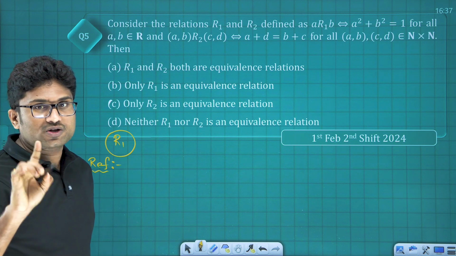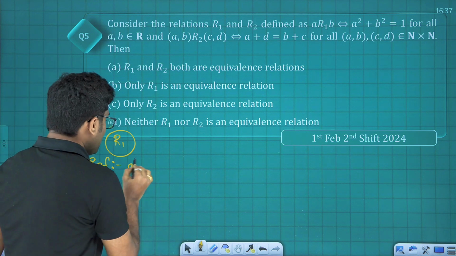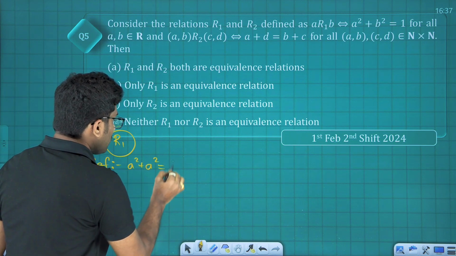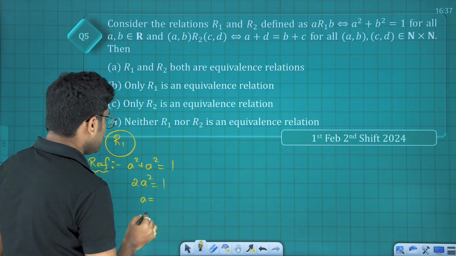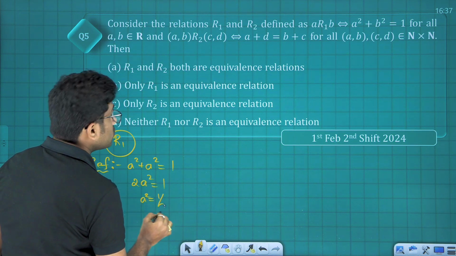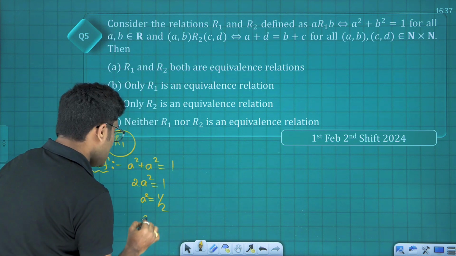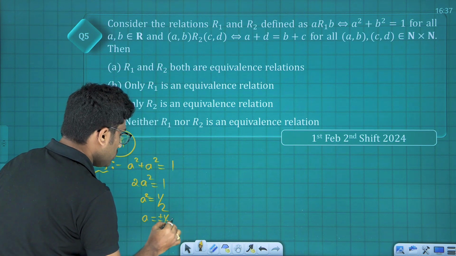Reflexive means (a, a) belongs to R. So put a² + a² = 1, so 2a² = 1, so a² = 1/2, a = ±1/√2.